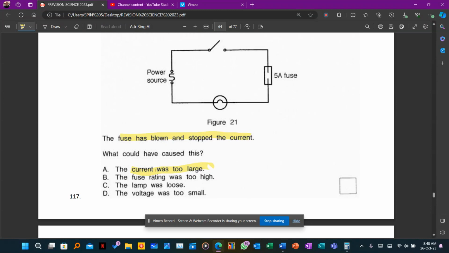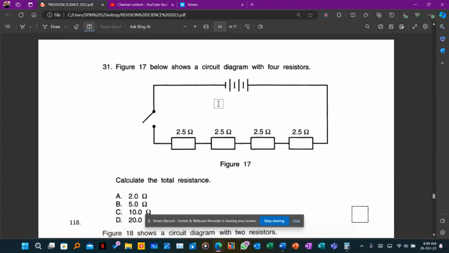Another issue is when the fuse rating is too small, not too high. So what happens if the fuse rating is too high? It will not stop the current and will cause the large current to just flow and lead to damage of the appliance. Because the current keeps on flowing, instead of the fuse being damaged, it will just damage the bulb. Okay, next one.